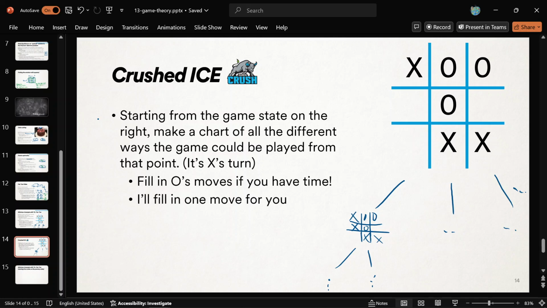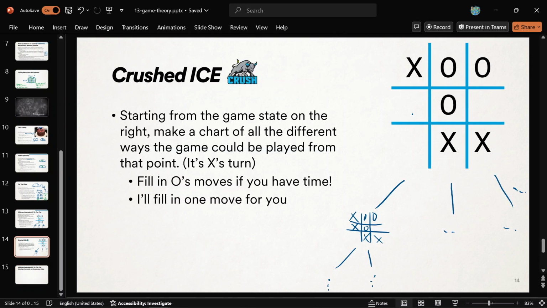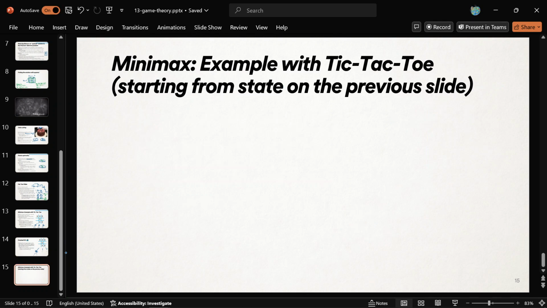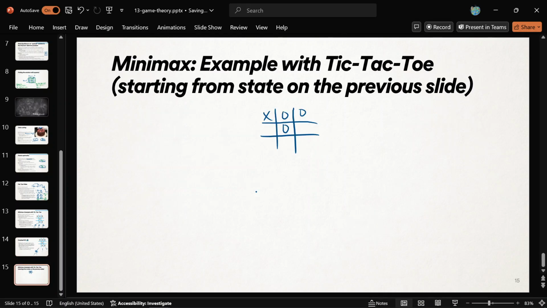All right, so starting from there, let's draw it. Let's draw all the possibilities, and you want to stop once somebody's won the game. The board is over by that point, so you don't go any further if somebody wins the game. But starting with that, XOO and then O in the middle. So starting with this state, XOO, O in the middle, and then two X's on the right there. Starting from here, and it's X's turn.